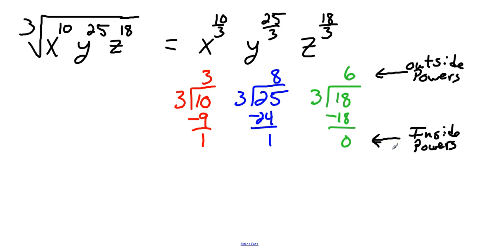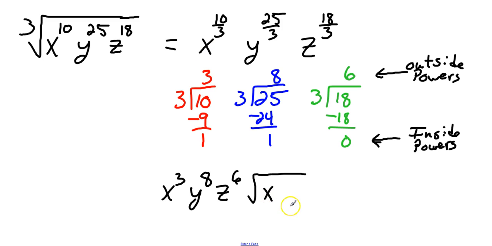So when we put it all together, we're going to have x to the third on the outside, y to the 8th on the outside, and z to the 6th on the outside. On the inside, we're going to have 1x and we're going to have 1y.